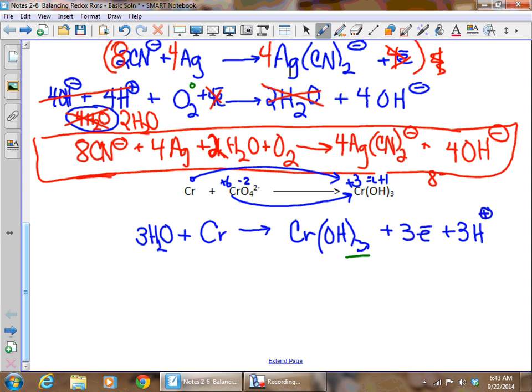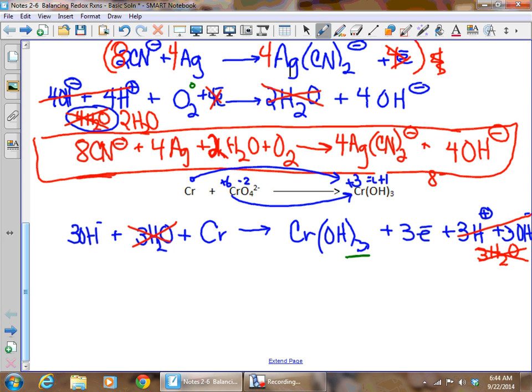Remember our final step. We need to add hydroxides to both sides that will match those hydrogens. So I need to add 3 hydroxides to this side and 3 hydroxides to this side. I strongly suggest that you do that at the same time or you're going to forget to do it. So what does that do? It turns these into 3 waters. And now we look at both sides and see what we can do. Yes, it looks like we can cancel those waters on both sides.